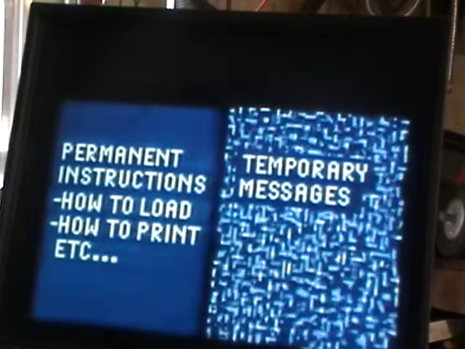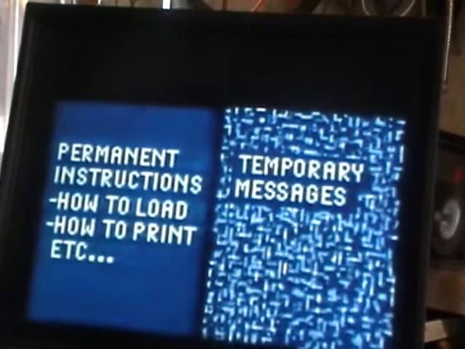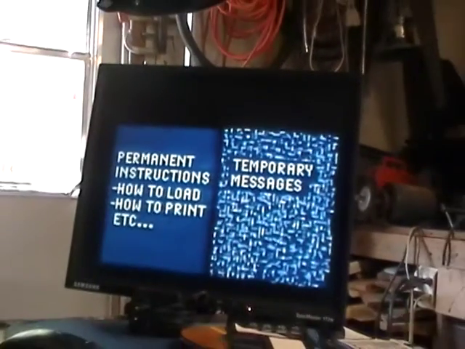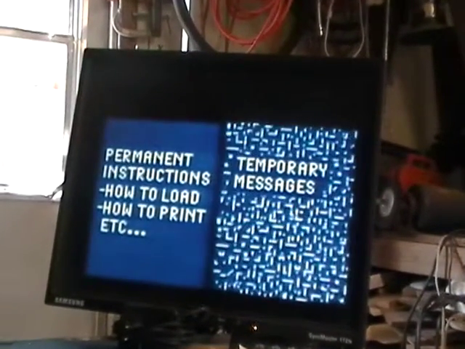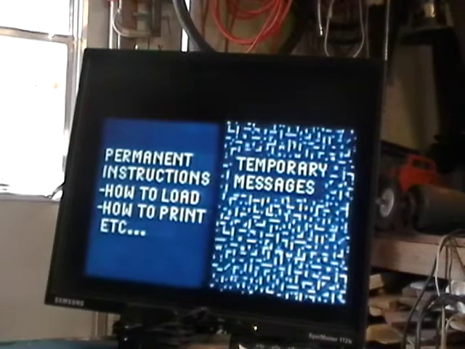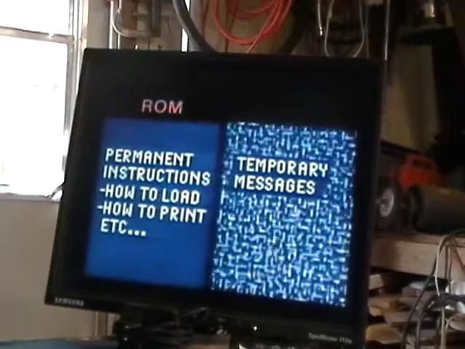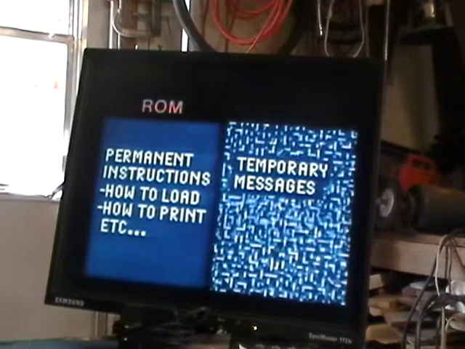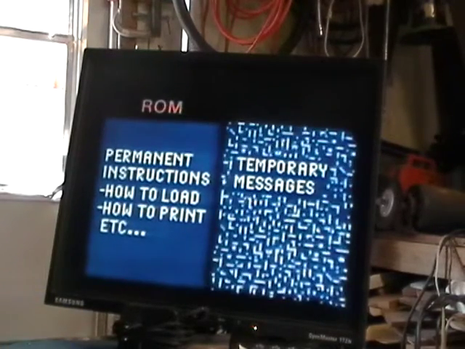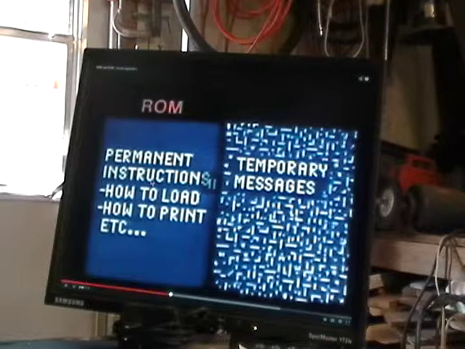The computer can read this left half of its memory, but it can't write on it. It can't change it. It is therefore called read-only memory, or ROM. But the computer can, in a sense, write on the up. Read-only memory.